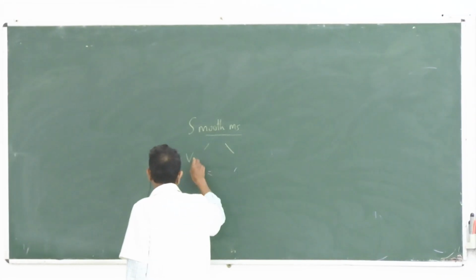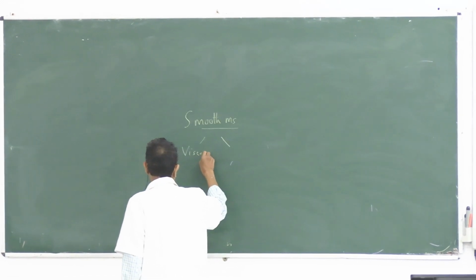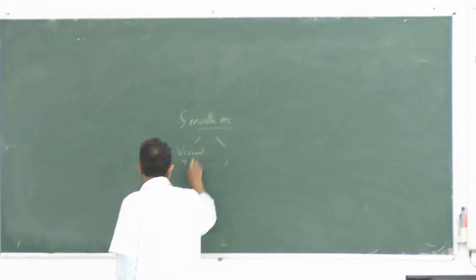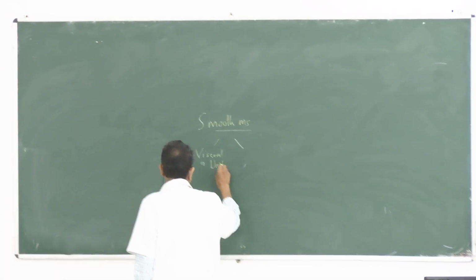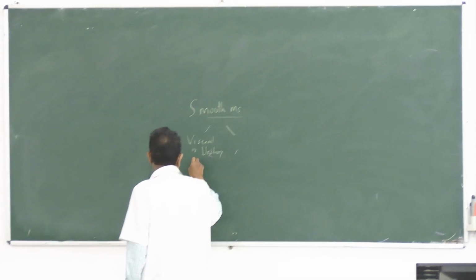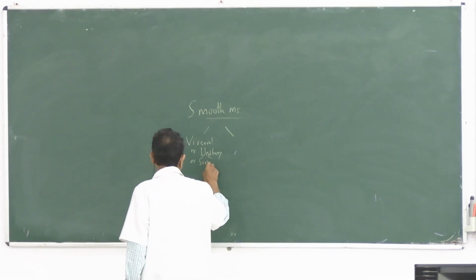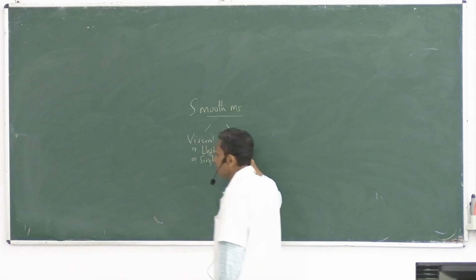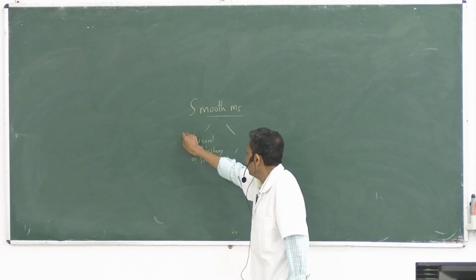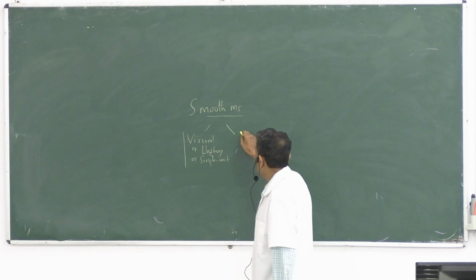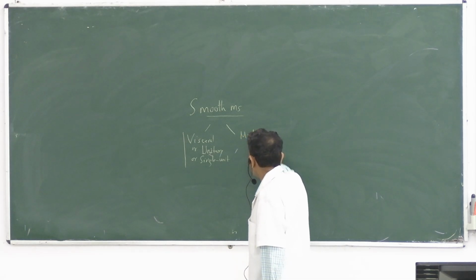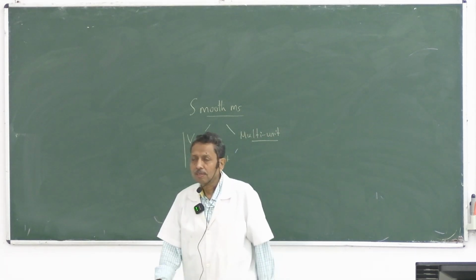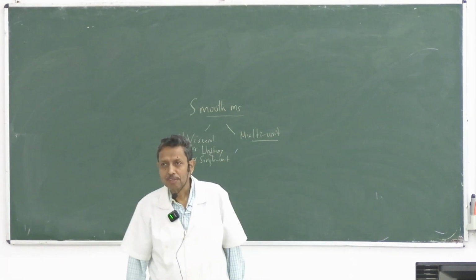One is visceral, which is abundant, and the other is multi-unit. Multi-unit muscles are present in few situations.